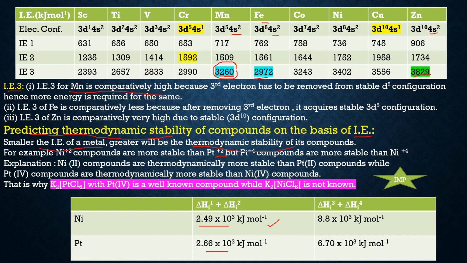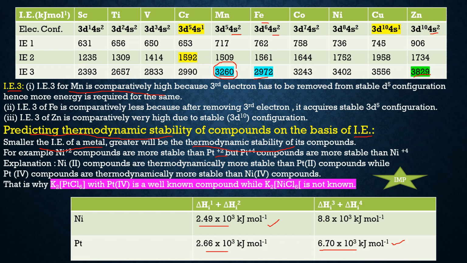But if we compare the plus 4 ions of nickel and platinum, then the platinum plus 4 ion is more stable because its ionization enthalpy is less than that of nickel. That is, ionization enthalpy 3 and 4 is less than that of nickel. That is why platinum 4 is more stable.